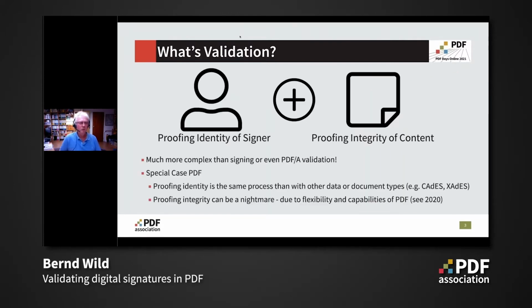First of all, what is validation? Validation is a two-step process in principle. One is proving the identity of the signer. The other is proving the integrity of the content. While the integrity of the content is very closely related to the PDF format, as I showed last year when we talked about byte ranges, serial signatures and certifying signatures, proving the identity of the signer is completely independent of PDF.